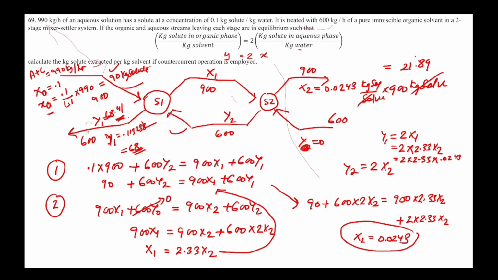If you want to calculate this, it is 68.41 kg solute divided by 600 kg solvent. So this is the required value, 0.1132.